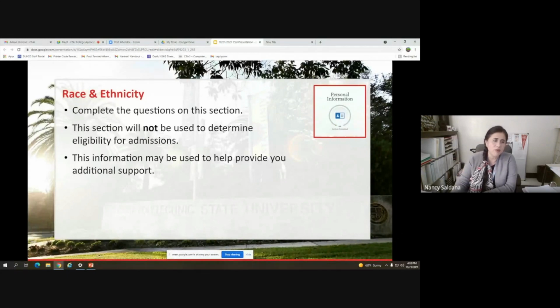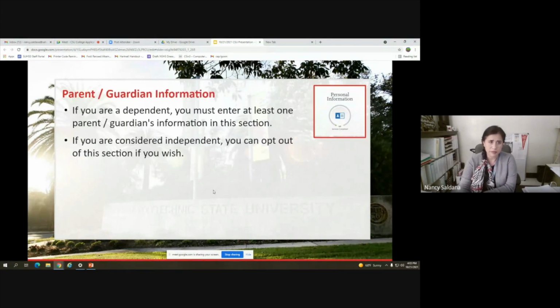In this part, you will also be answering questions regarding race and ethnicity. Again, this section will not be used to determine eligibility for admissions. This information may be used to help provide you with additional support. You will also be asked questions regarding your parents.